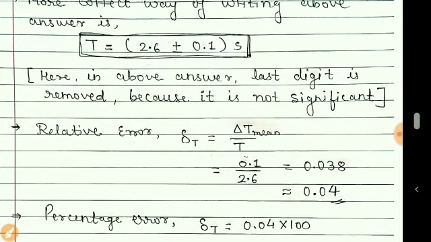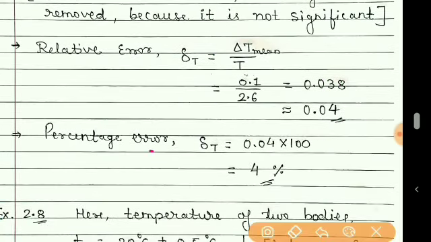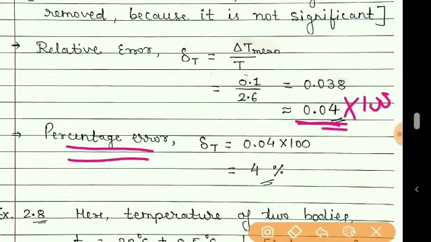Now to obtain percentage error, it is quite simple. Whatever relative error is obtained, multiply it by 100, and then it will be in percentage. If we multiply this 0.04 by 100, you will get 4. So the percentage error is 4%. I hope you understood this example. If not, then watch this video once again. You will easily get it.